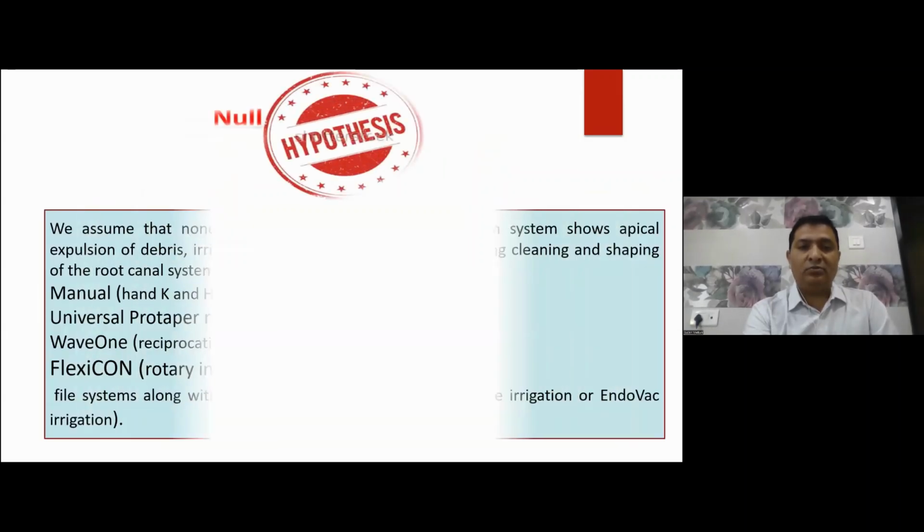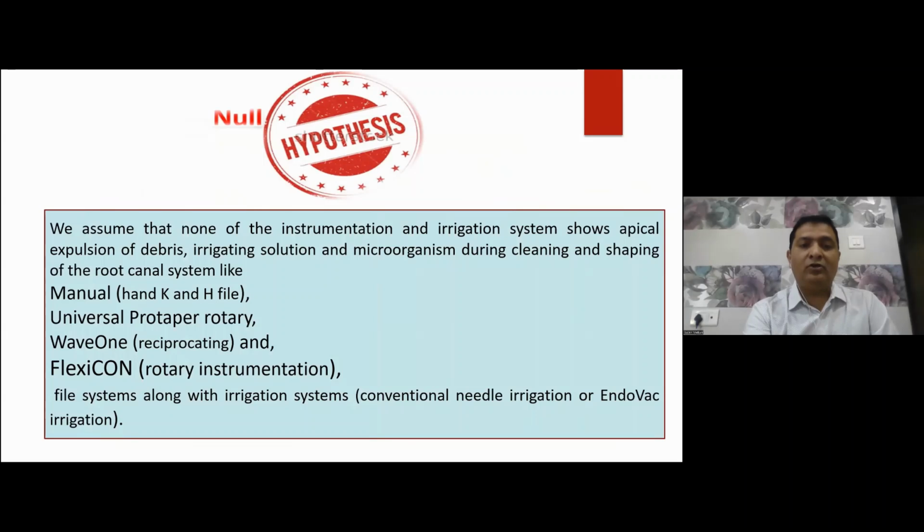The null hypothesis for my study was that we assume none of the instrumentation gives periapical expulsion, like hand instrumentation, ProTaper instrumentation, WaveOne and Flexicon instrumentation.